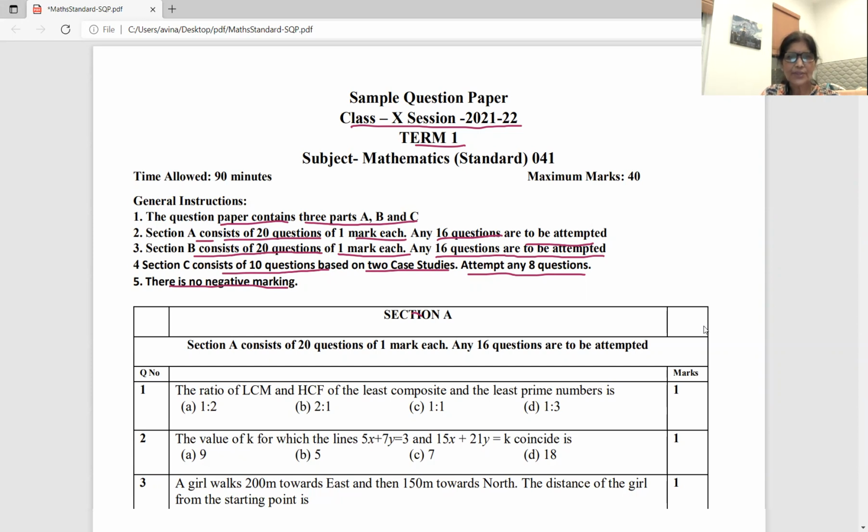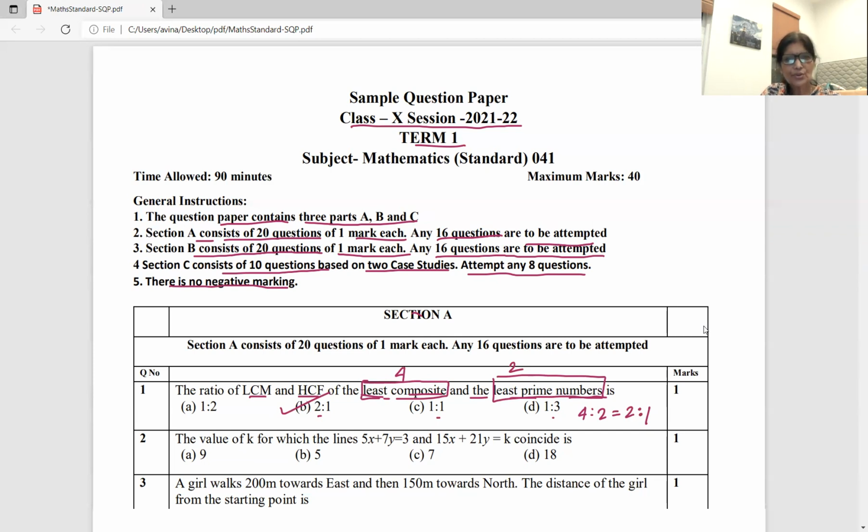The first question: the ratio of LCM and HCF of the least composite and least prime numbers is: 1:2, 2:1, 1:1, 1:3. So I'm writing the answer in very short here. The least composite number is 4. The least prime number is 2, not 1. Sometimes we get confused whether it is 1 or 2. So what is the ratio? 4:2, which simplifies to 2:1. So the answer is B.